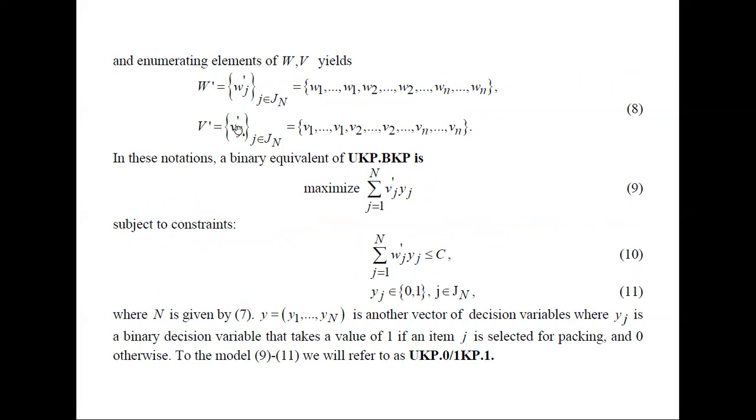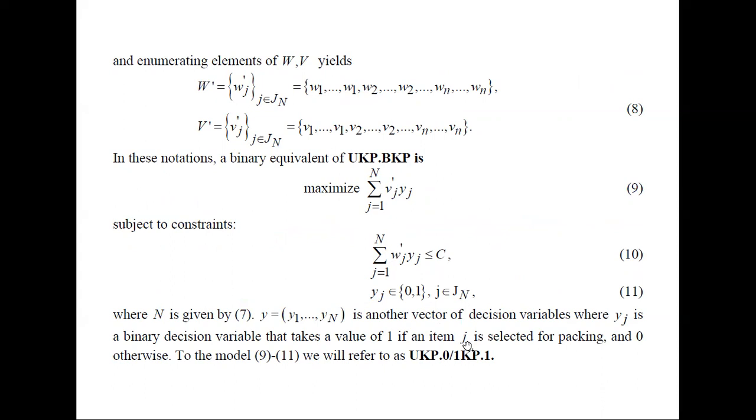In this notation, a binary equivalent to our unbounded knapsack problem is maximization of this sum. So we formulate the problem in a high dimension space, subject again to the capacity constraint and a binarity constraint for each of the variables, because now our variable y_g is equal to 1 if the item g is included, otherwise it is not. This model we refer to as UKP-1KP1.